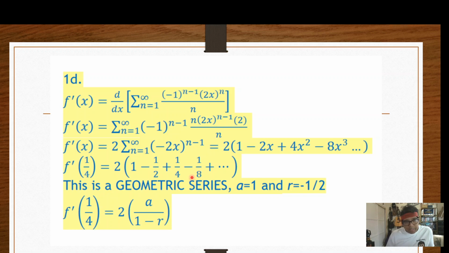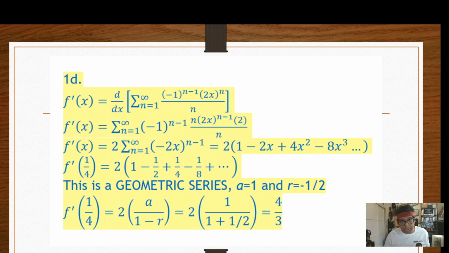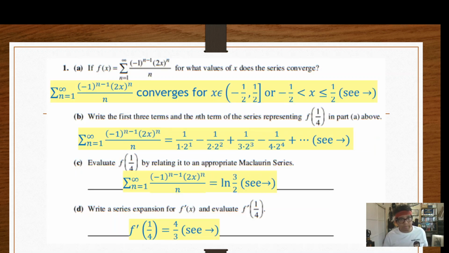So this series should add up to 2 times first term over 1 minus r, which is 2 times 1 over 1 plus 1/2, which of course is just 4/3. So there we go. F prime of 1/4 is 4/3.